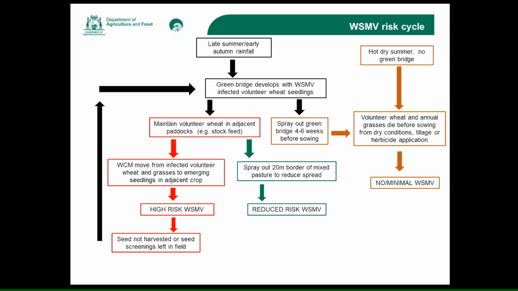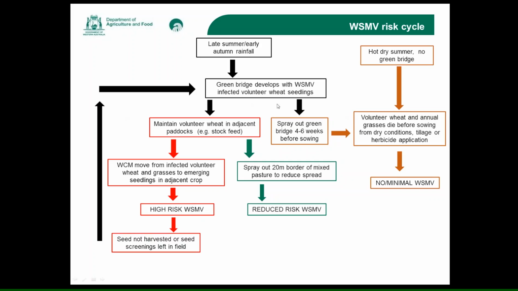The problem with this is if the seed is not harvested or there are seed screenings, these are often left in the field and they add to building back into the disease cycle. If your choice is to maintain this volunteer wheat as stock feed, we're suggesting spraying out a border of about 20 metres of this mixed pasture that includes the volunteer wheat. By doing this, you will reduce the movement of mites into the adjacent emerging crop, thereby reducing the risk of wheat streak in that crop.